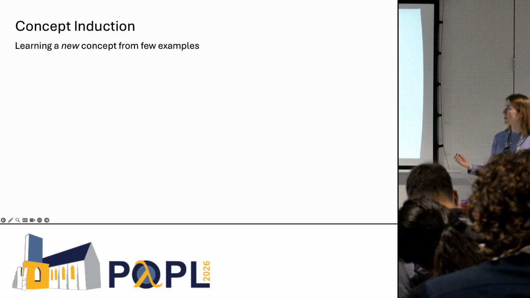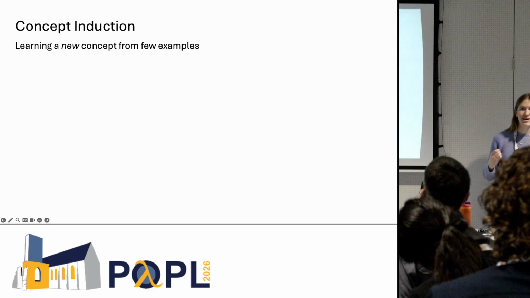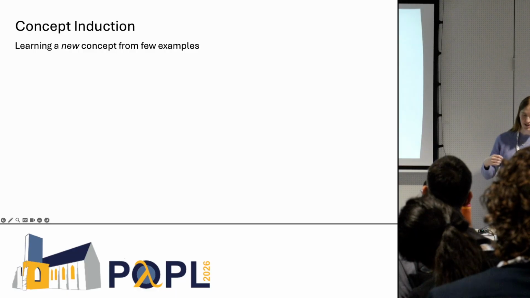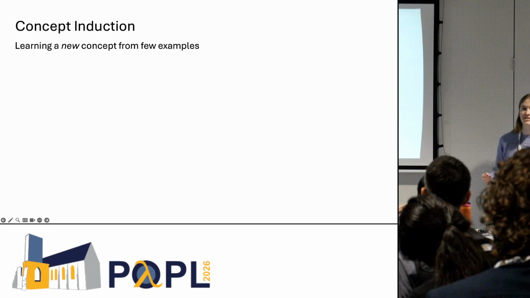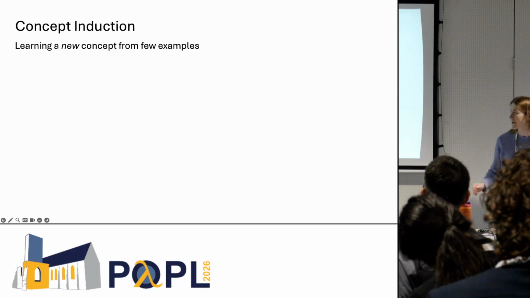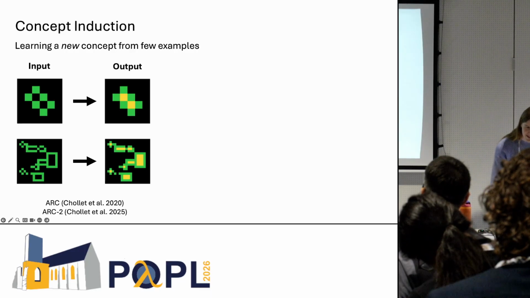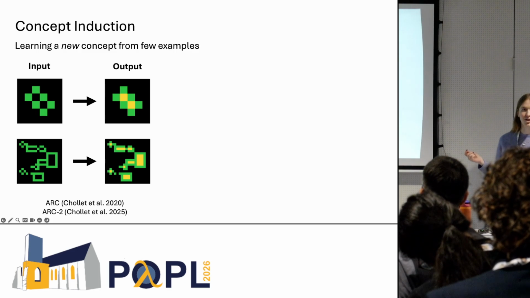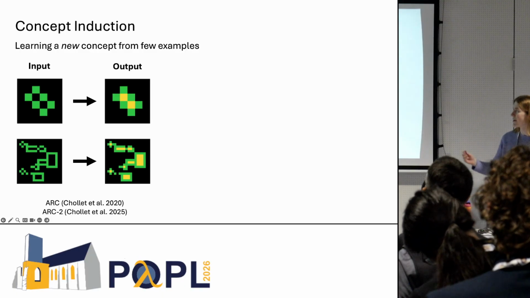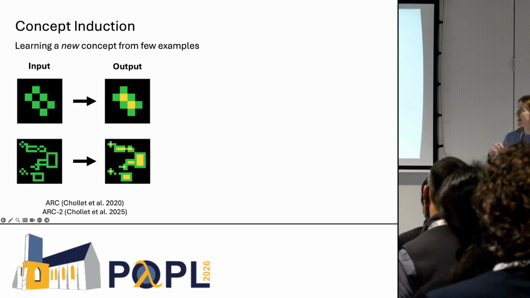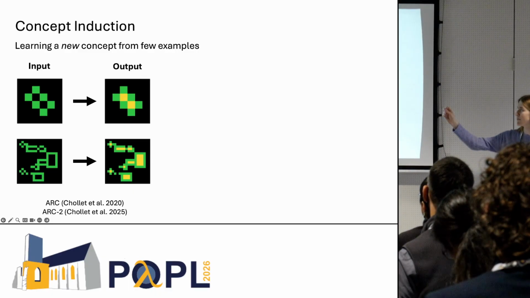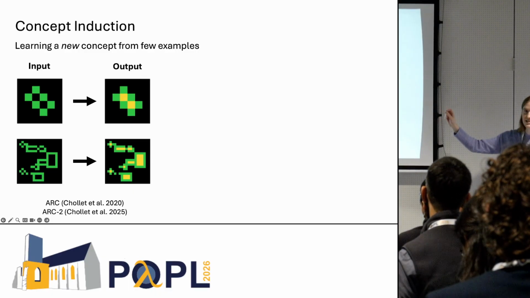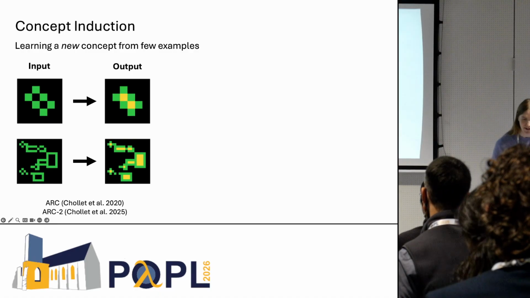So the kinds of programs we're going to be thinking about come from the study of concept induction, which is the ability to learn a new concept from just a few examples. So this is studied both in AI and cognitive science. So in AI, for example, the abstraction reasoning corpus, or ARC, is a popular benchmark where the goal is to figure out the transformation that maps one of these input grids to an output grid.